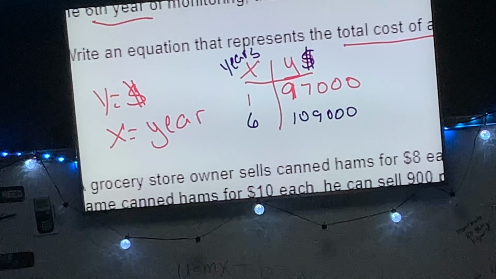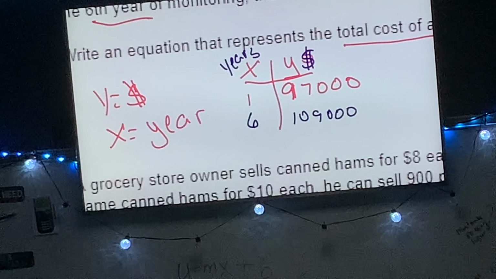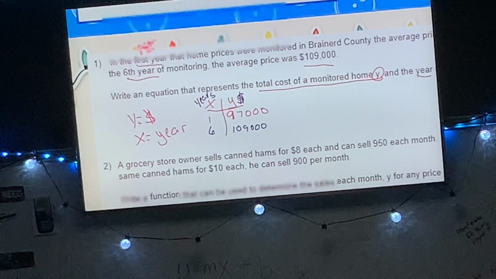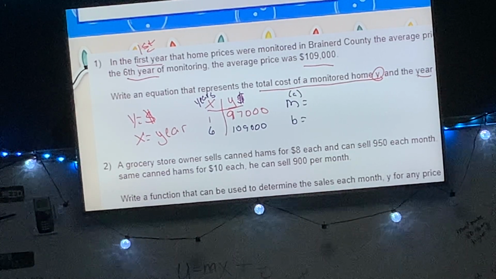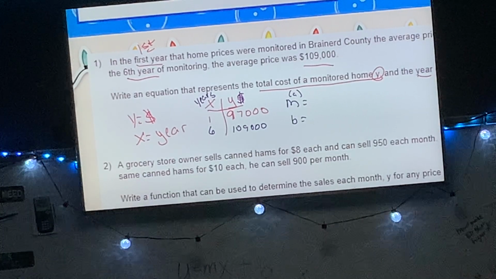Now I need to write that in slope-intercept form. What do I do when I have a table? Put it in your calculator. We're going to find our M, which when we put it in our calculator is our A, and we'll find our B. So everybody pick up your calculator.